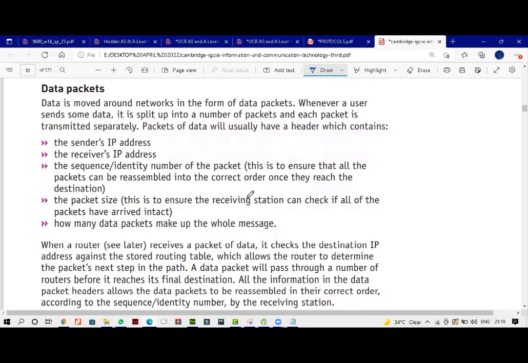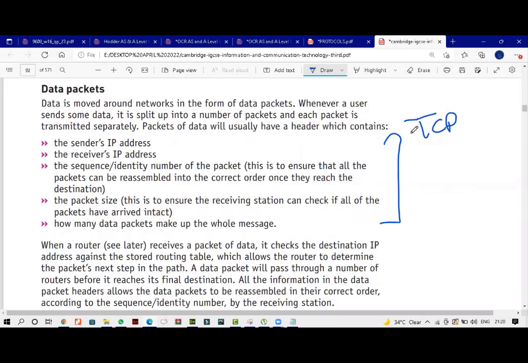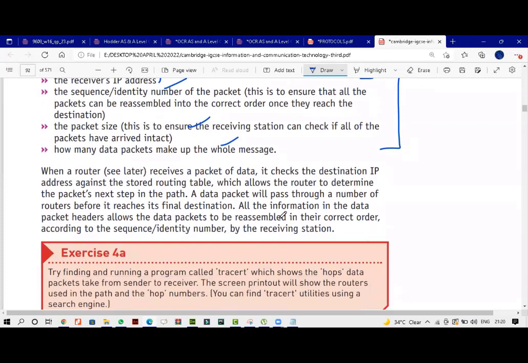Data packets, again, if you remember, we had a long discussion on it. Data packets are totally related to TCP. Transmission control protocol will only take place if you have data packets, and packets are a property of TCP, so they're part of it. For a packet of data transmitted through transmission control protocol, the packet header has the IP address of the sender and receiver, the sequence number, the packet size, how many data packets have been sent in the whole message, and so on. We had a discussion on this, so I'm not elaborating more.